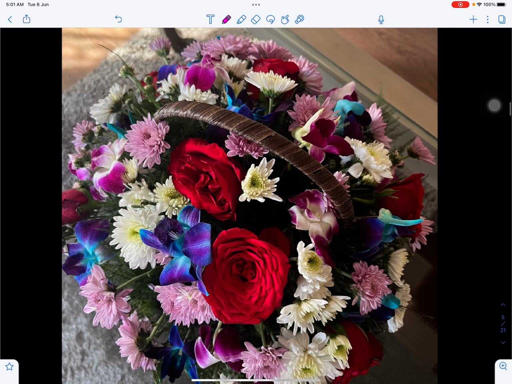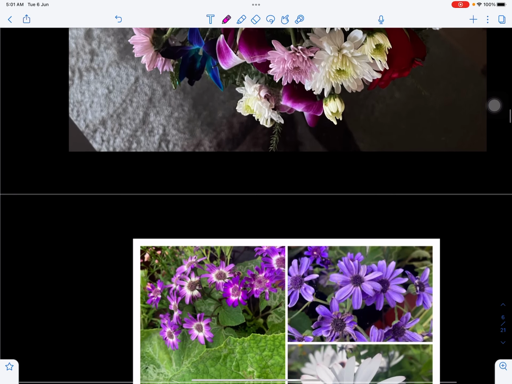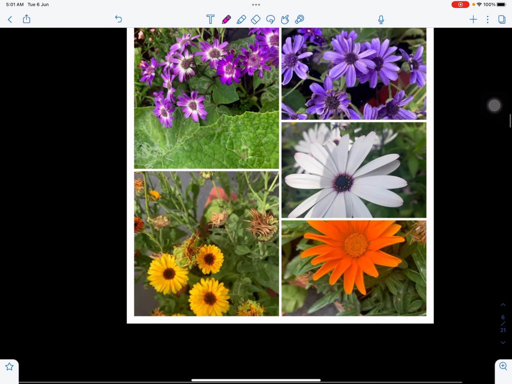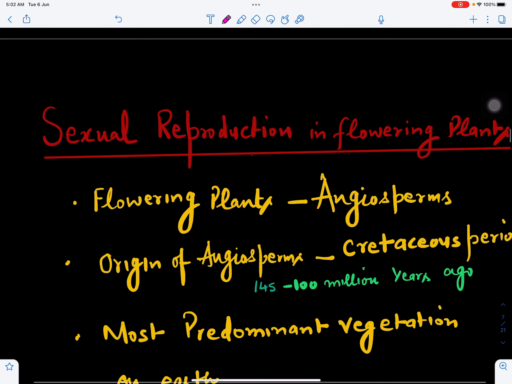If we see the plants here, we can see there are a lot of flowers and they're very good to look at. They're fascinating organs. They are of different colors. And these flowering plants can be small in size, they can be big in size, found in attractive colors, and they increase the beauty of the surroundings.